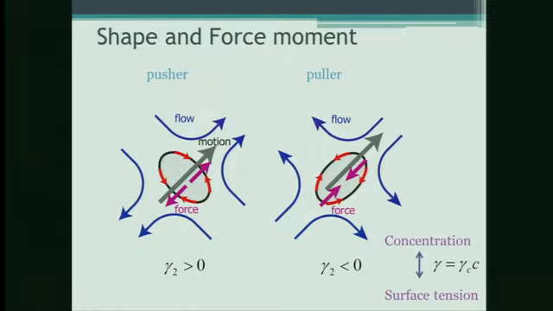And in the opposite case, when gamma 2 is negative, then everything is opposite. The force is like this. Tangential force is something like this, which creates a flow. It's actually pulling, and then the shape is something elongated along the direction of the motion. And since we assume the surface tension is proportional to the concentration field, together with the dynamical equation for the concentration field, we have some closed set of equations.